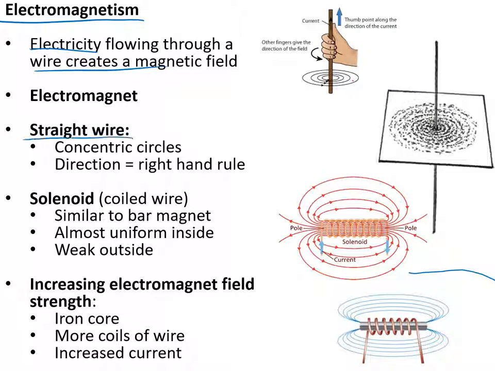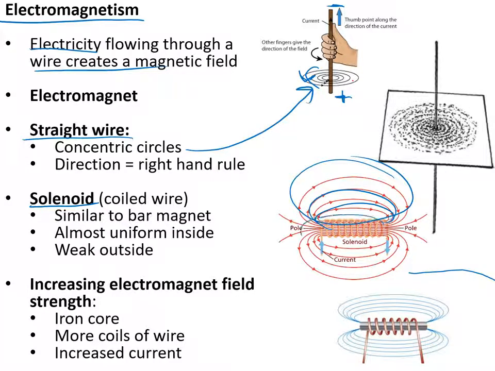In a straight wire, that magnetic field is made of concentric circles, and the direction of that magnetic field, if you point the thumb of your right hand from positive to negative, your fingers will curl round in the direction of the magnetic field. That is the right hand rule. A solenoid is when you coil up a wire with a current running through it, and it makes a magnetic field similar to a bar magnet like this. Note that the magnetic field is weaker outside the coil and much stronger inside the coil. And you can increase the strength of the magnetic field by adding an iron core, which amplifies it, by having more coils of wire, or by increasing the current.